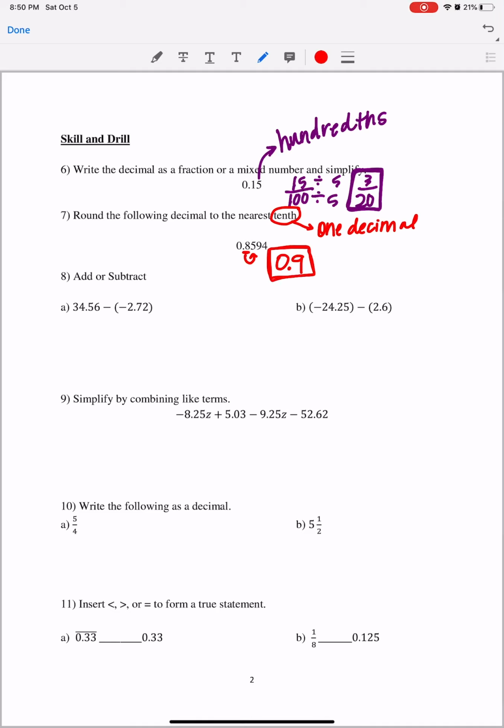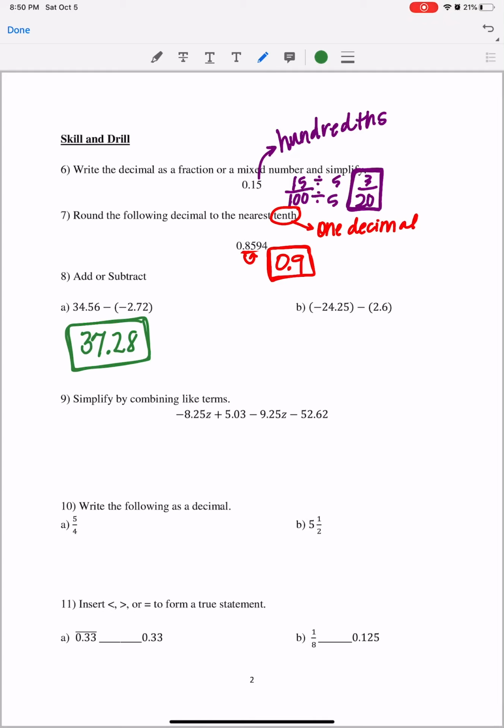Number 8, add or subtract. This is straight calculator work. Put this in your calculator. You need parentheses and everything. We have 34.56 minus a negative 2.72. If you put it in your calculator, minus the negative with the parentheses, you should get 37.28. Okay, and that is positive.